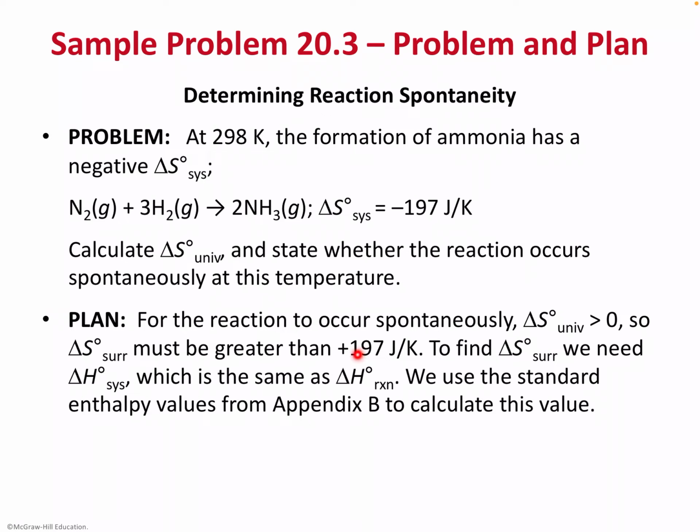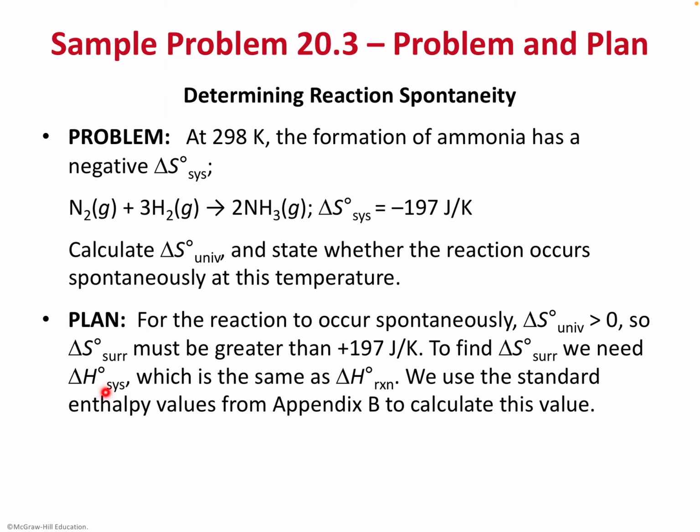Okay. So the universe represents both the surrounding plus the system. And the system is negative 197. If delta S universe needs to be positive, delta S surrounding must be greater than 197. If it is exactly 197 and the system is negative 197, it would become 0. If this is a negative number, it becomes negative. So this has to be more positive than 197.